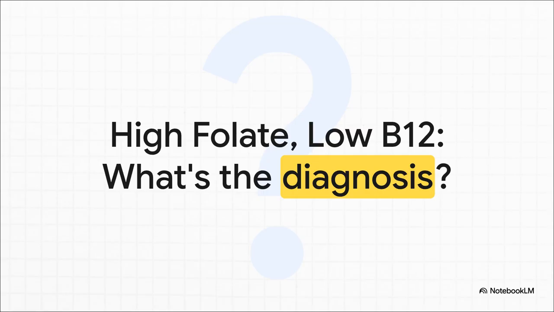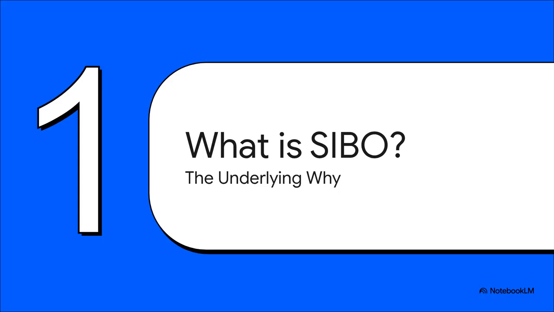Picture this. A patient comes to your clinic. They've been dealing with bloating, diarrhea, and they've lost some weight without trying. You're working them up, you send off some labs, and then you see it, the real head scratcher. Their folate level is high, but their vitamin B12 is in the basement. So what diagnosis should be shooting to the very top of your list? If you were thinking SIBO, you are 100% correct.